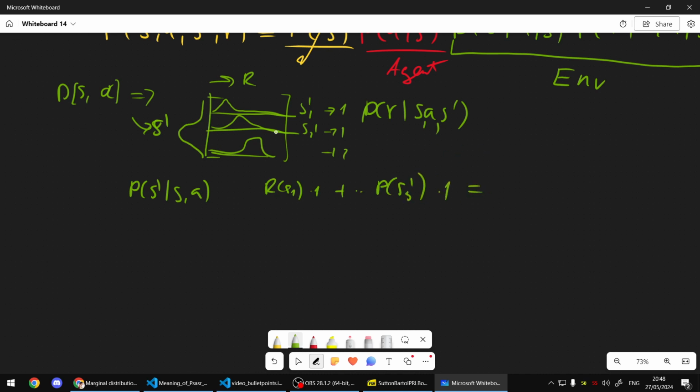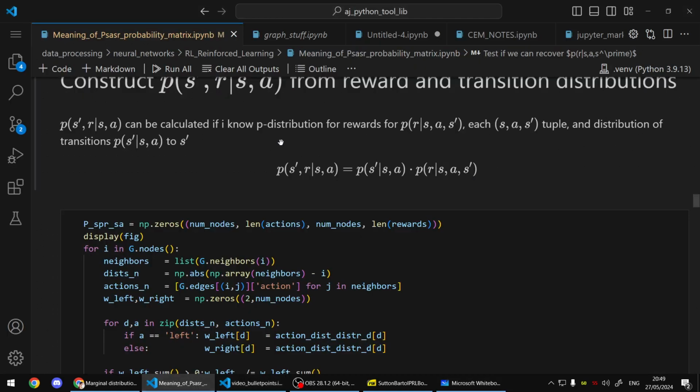That will basically end up being just 1 times the probability of the state, and this will also be 1, and we will have a total probability of 1. Okay, it will be row normalized. It's just my approach in this case.